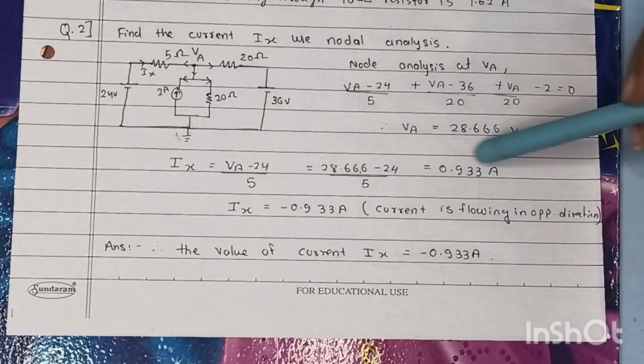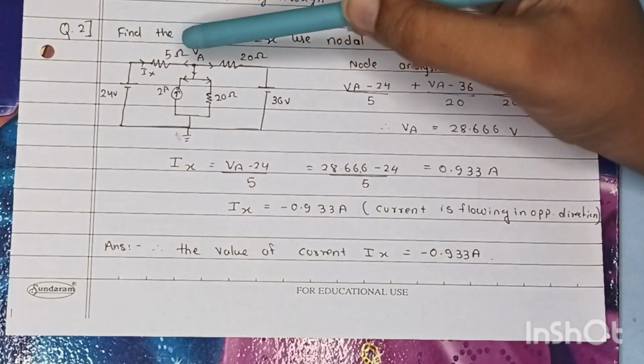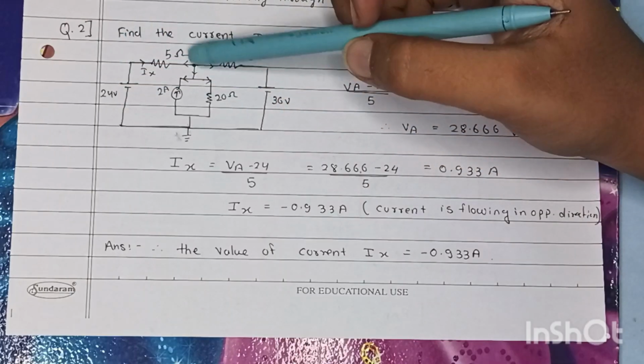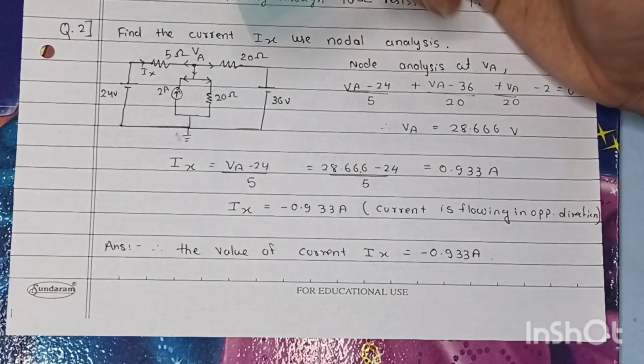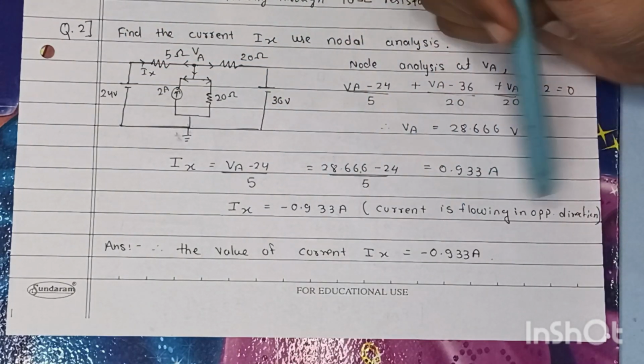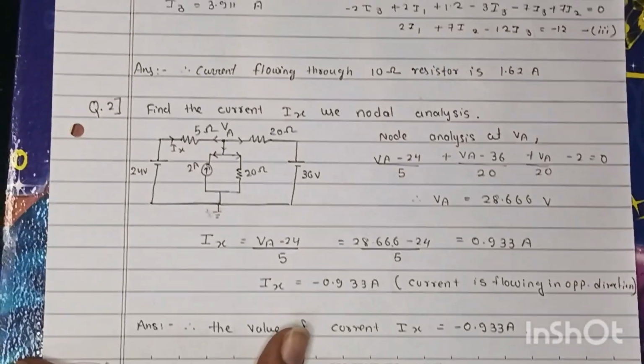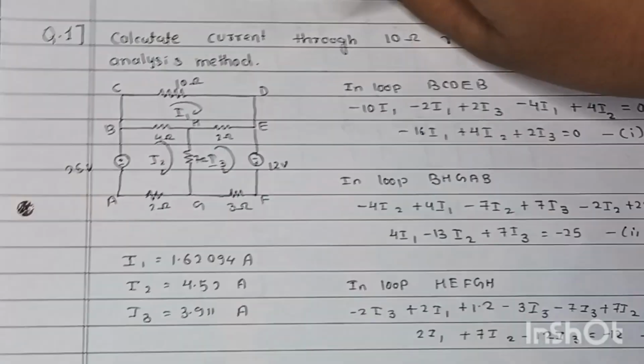Okay, so this is your current, but let's see over here. We are finding the current in that direction, and Ix is flowing from positive towards this direction. So your Ix should be negative because the current is flowing in the opposite direction. So this is the value of your Ix. Okay, now let's move on to question number 3.